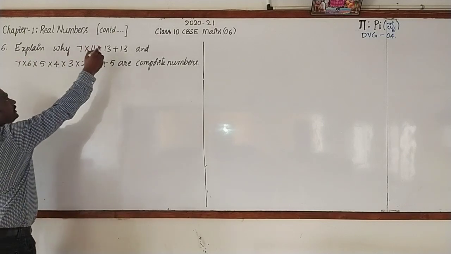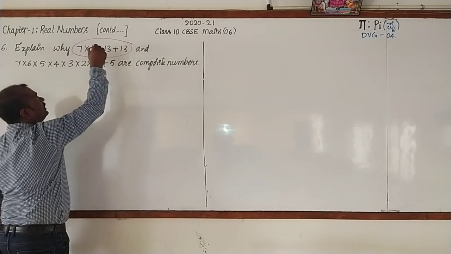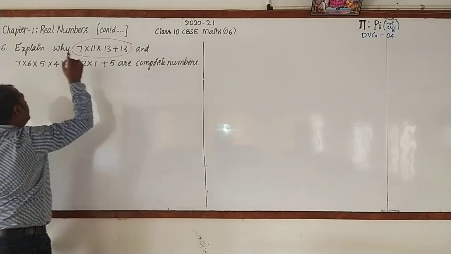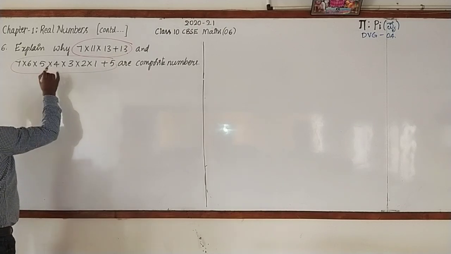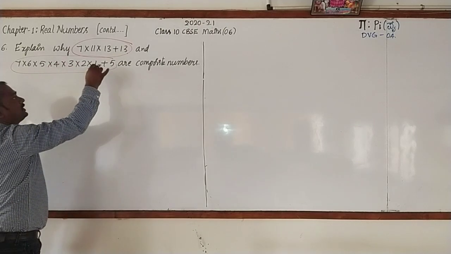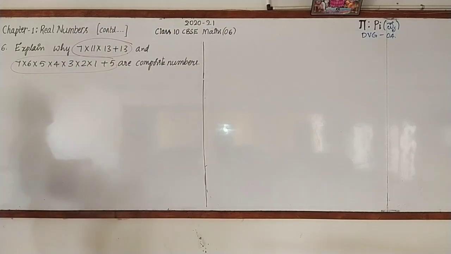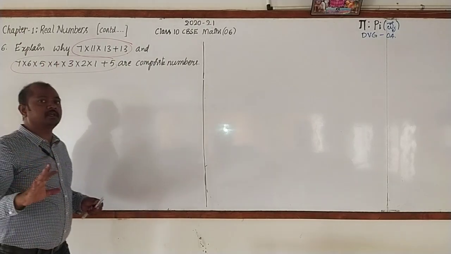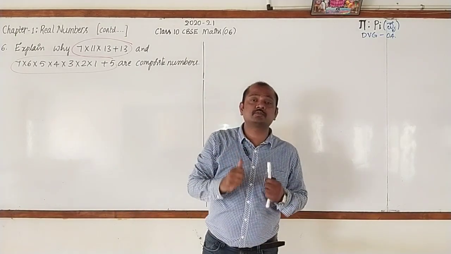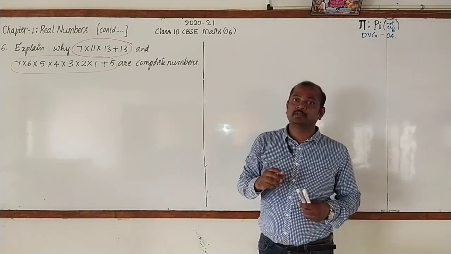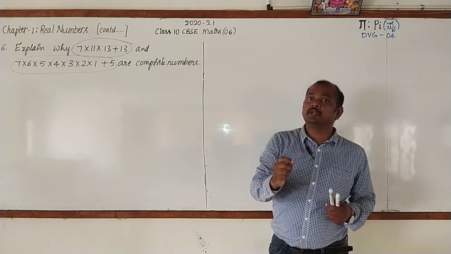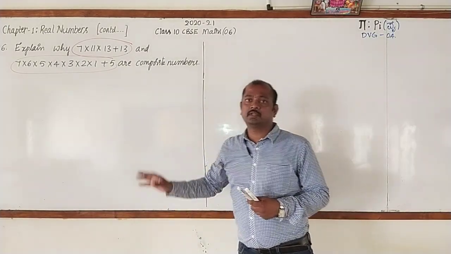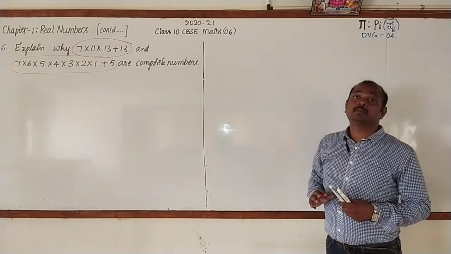Explain why 7 into 11 into 13 plus 13 and another number 7 into 6 into 5 into 4 into 3 into 2 into 1 plus 5 are composite numbers. They are only telling that, no doubt, these two numbers are composite. But why are these two numbers composite? So now we are going to give a reason, a justification for this, that is, why these numbers are composite numbers.